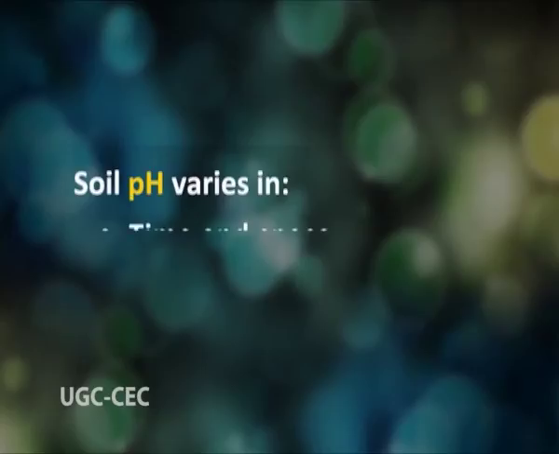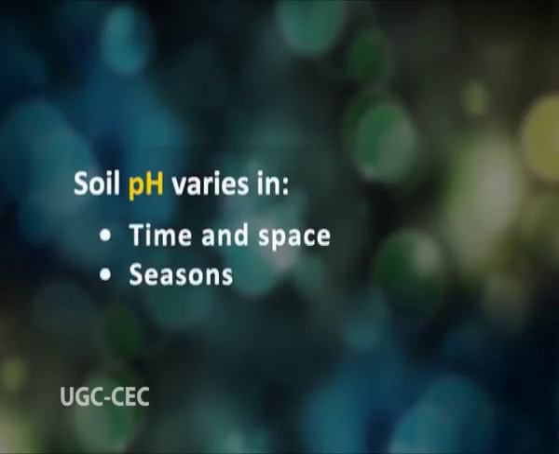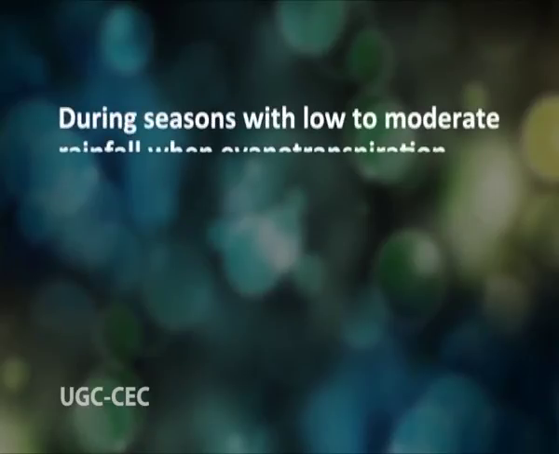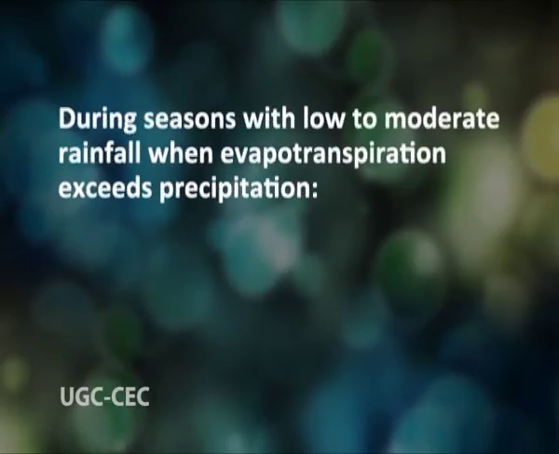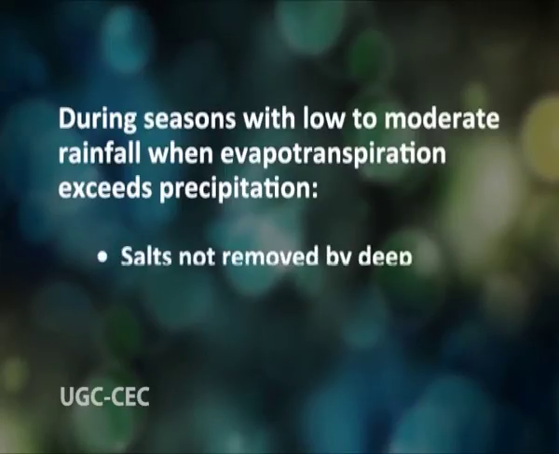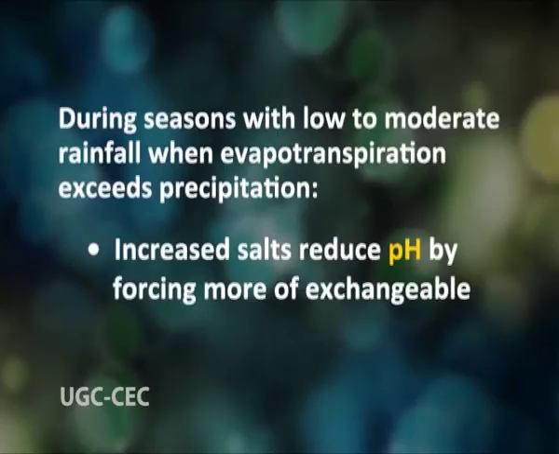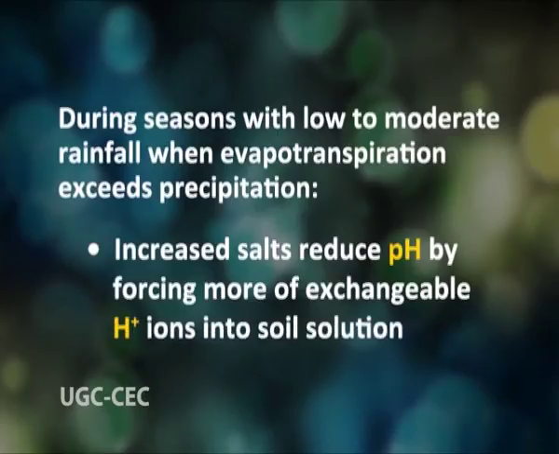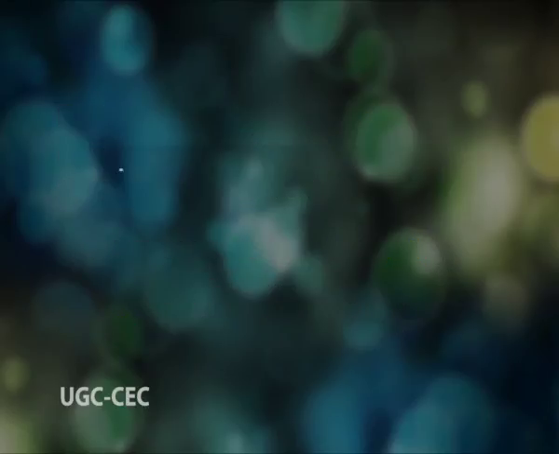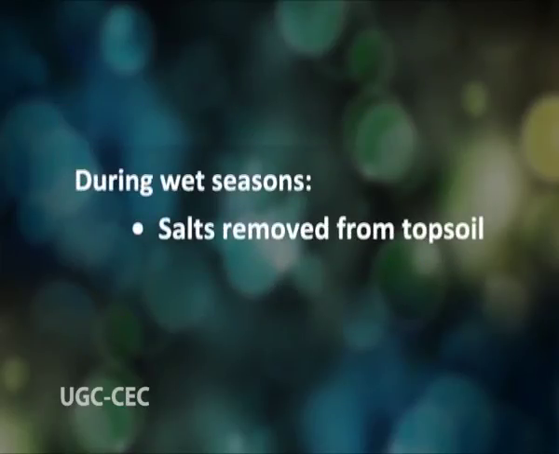Soil pH varies in time and space and also varies over seasons. During seasons with low to moderate rainfall, when evapotranspiration greatly exceeds precipitation, salts are not being removed by deep percolation, and increased salts tend to reduce pH by forcing more of the exchangeable hydrogen ions into the soil solution. Conversely, during the wet season, salts are removed from the topsoil and pH goes up. This season to season fluctuation in total salt content should not be confused with long-term soil acidification.